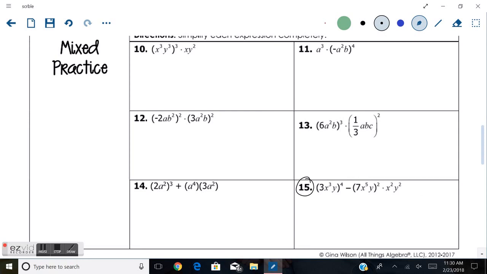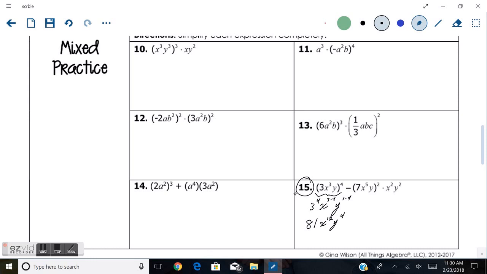First thing I've got to do, order of operations. Parentheses, but inside parentheses, I can't simplify that. I can't simplify 7x to the 5th y squared, or y. So next would be exponents. This is where I'm going to deal with the fact that I have those two things in parentheses taken to a power. So I'm going to simplify this, 3 to the 4th, x to the 3 times 4 power, y to the 1 times 4 power, which gives me 81x to the 12th, y to the 4th.